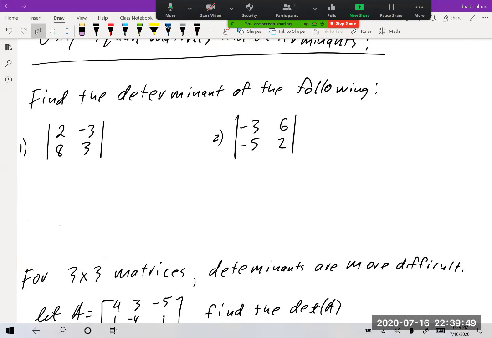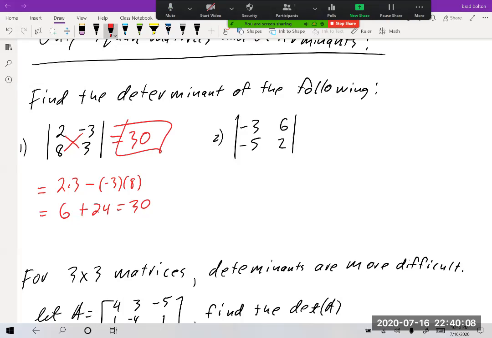So he says, find the determinant of the following. So all I'm going to do is multiply A times D minus B times C. So this equals 2 times 3 minus negative 3 times 8. So we should get 6 plus 24, which is 30. So the determinant is 30, and we're done.